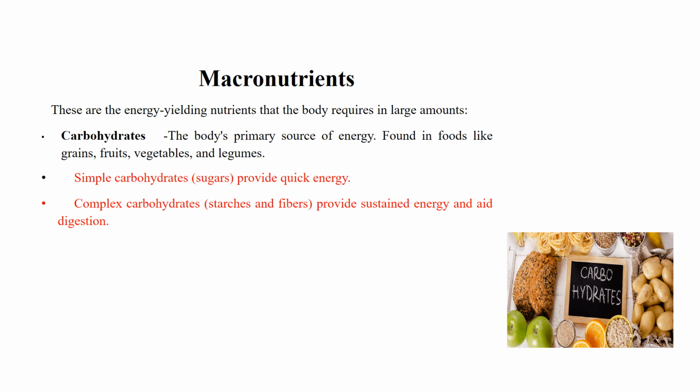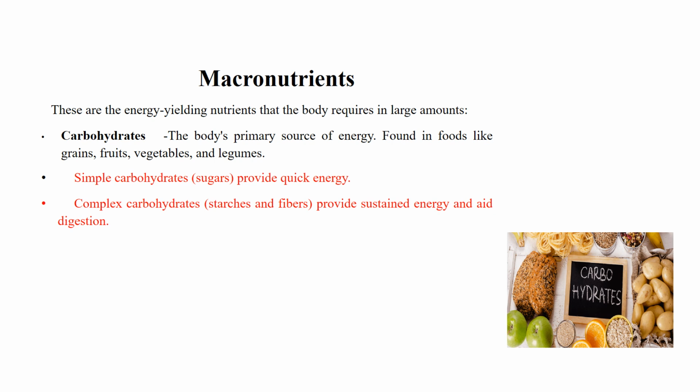First thing is carbohydrate. It is composed of carbon, hydrogen, and oxygen atoms. The body's main source of energy is found in carbohydrates. Grains, fruits, vegetables, and legumes are rich in carbohydrate. So carbohydrate is classified into two types. One is simple carbohydrate and one is complex carbohydrate.